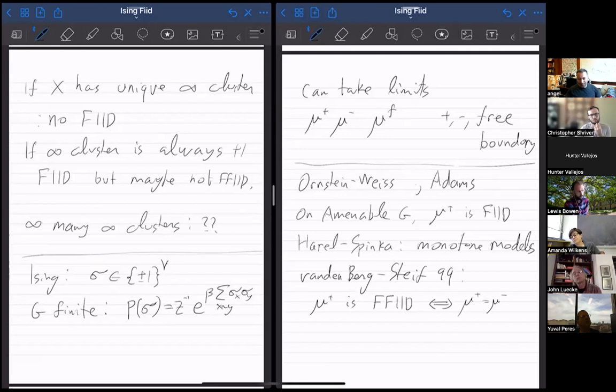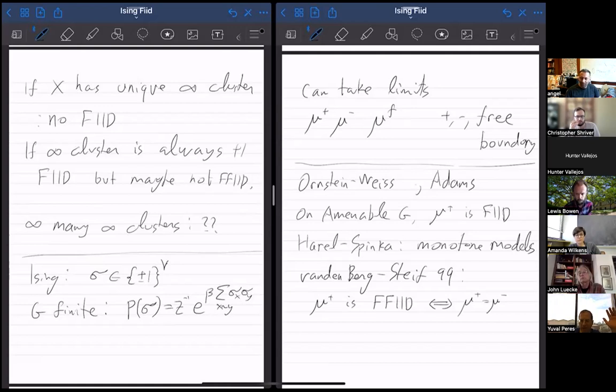Roughly speaking, the idea for that is that finitary factors of IID always have exponential rates for large deviations. So if you look at a large ball and ask what's the probability that this large ball is predominantly minus, then for any finitary factor of IID, the probability that the entire thing is predominantly plus but in a ball of radius r you are predominantly minus decays exponentially in the volume.